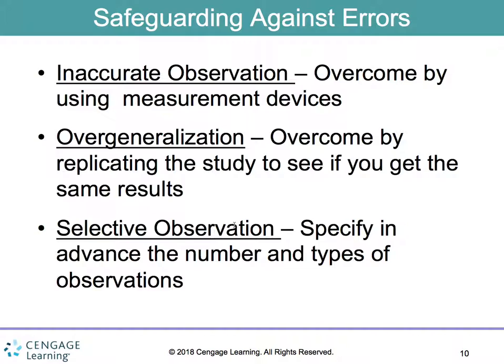Also, you have selective observation. We specify in advance the number and types of observations. This again goes towards the strategies on how to set your study up. When you properly take your time and learn the strategies and the tools that are available within research methods, then you can set yourself up for success. When you're in a hurry, when you don't have checks and balances, when you don't thoroughly read the research methods, then you're going to have issues.